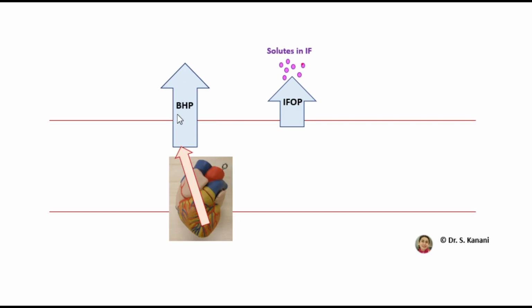Recall that blood hydrostatic pressure is generated by the contraction of left ventricle. When left ventricle pushes blood into the arteries, when blood flows through these blood vessels, it pushes the wall of the blood vessel. So imagine when blood flows into this blood capillary, it keeps pushing the wall. And when I focus on the arrows, I see that blood hydrostatic pressure is pushing water and solute out of the blood capillary.